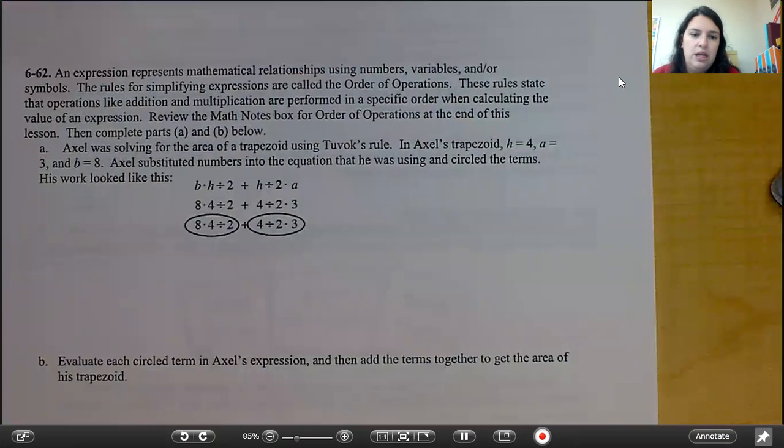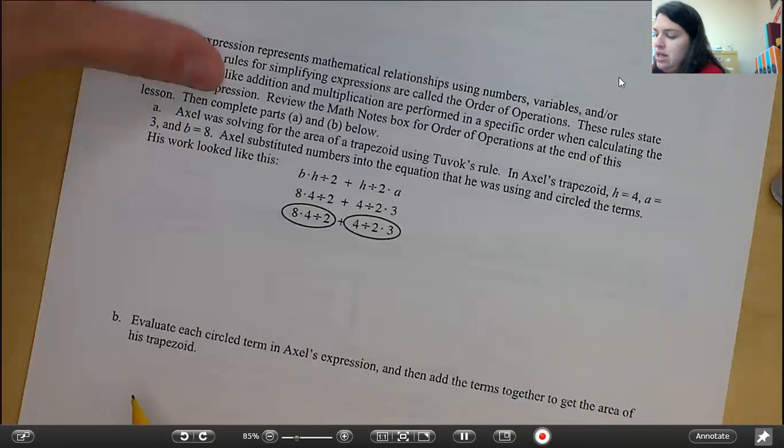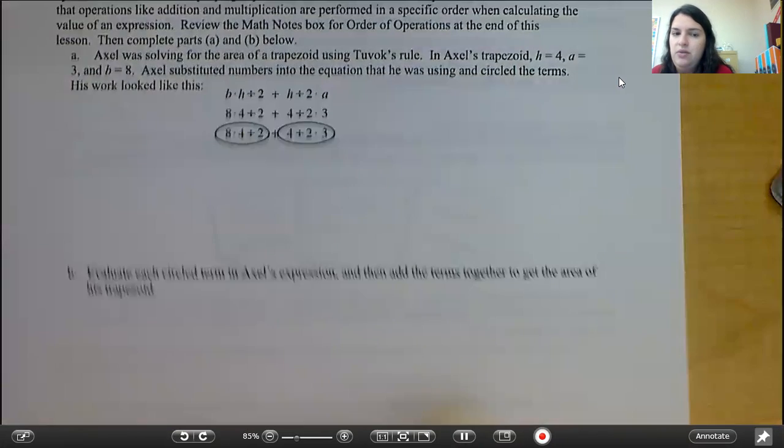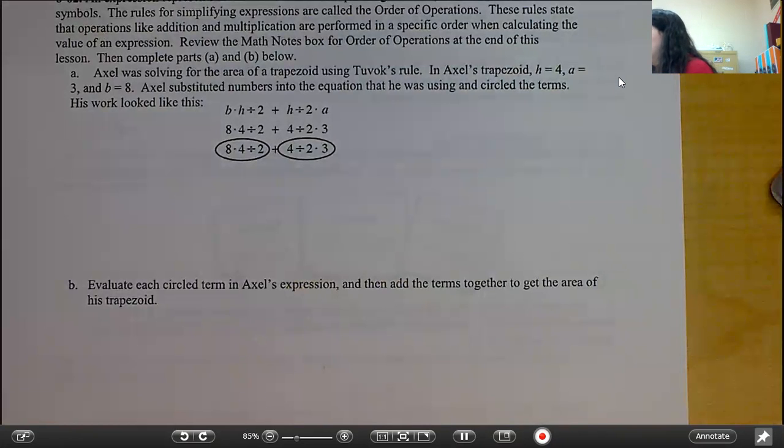Axel was solving the area of a trapezoid using Tovek's rule. In Axel's trapezoid, H equals 4, A equals 3, and B equals 8. Axel substituted his numbers into the equation that he was using and circled the terms. His work looked like this. You are going to evaluate each circled term in Axel's expression and then add the terms together to get the area of the trapezoid. So go ahead and pause the video and, following order of operations, complete part B.